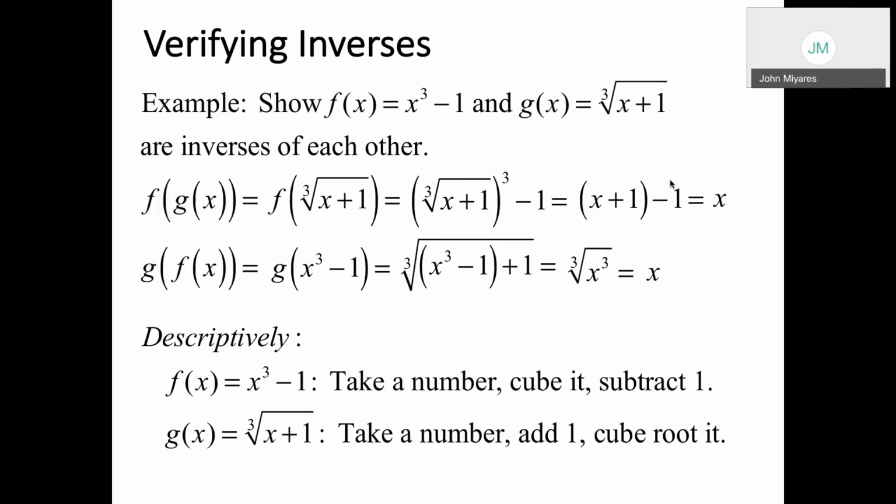So let's say we take the number 5 and we'll plug it into the function f here. So 5 cubed is 125, minus 1 is 124. Now if we take 124, I'll plug it into g here. So you have 124 plus 1 is 125. And then the cube root of 125 gets you back to 5. If these functions are truly inverses of each other, then this relationship of one function undoing the other will work no matter what number we plug into it and no matter which number we start with.